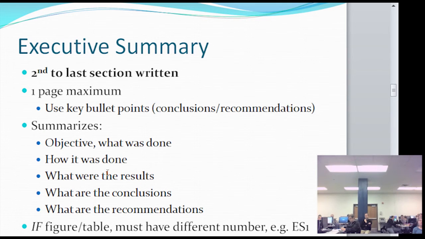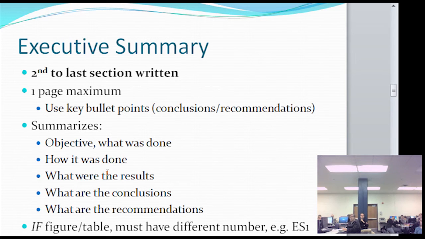The executive summary, as I mentioned, is the second to last section written, because it's a Reader's Digest of everything you've done. Okay, it's 1 page. Use bullet points on there. It summarizes, as I mentioned, everything. There have been times, depending on the project, where a table or a figure is used in an executive summary. Not very often.